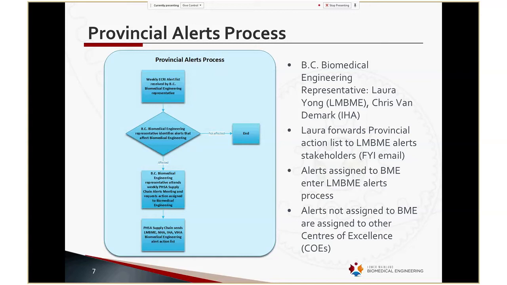So what they do is when they receive this weekly ECRI alerts list, they go through the list and they perform a first pass to identify anything that might be related to a device that biomedical engineering would service. So they're essentially going through this list, performing a first pass, and they're trying to see and identify alerts that would affect electromedical equipment, lab equipment for certain health authorities, and so on.